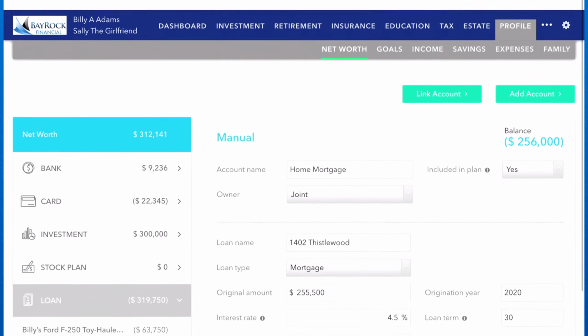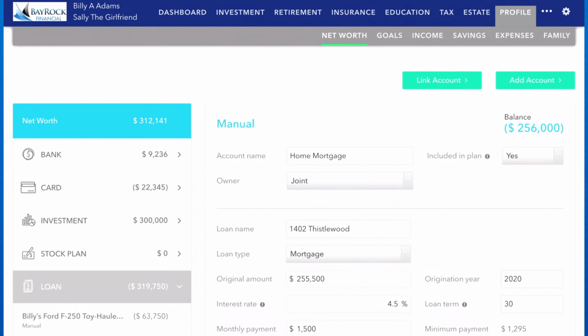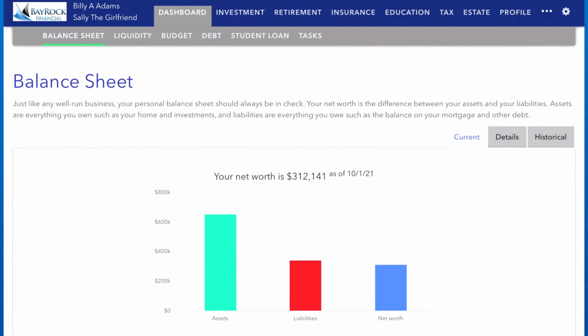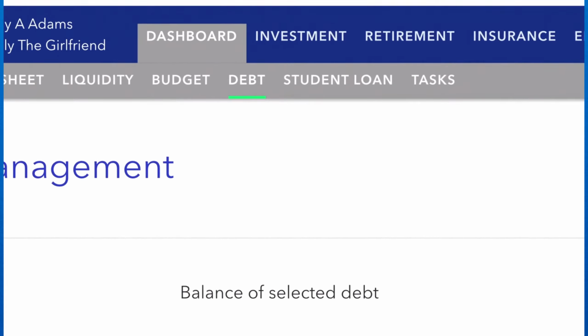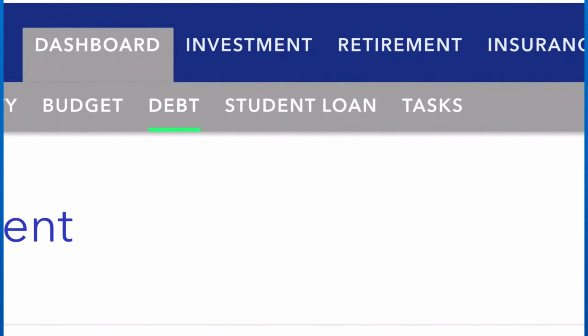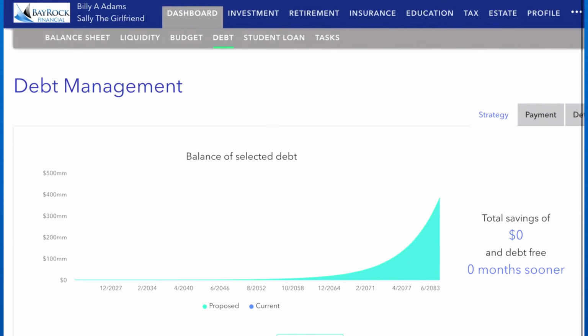So now what I want to do, and if you're a student or if you're working on your own plan, just jump on over to dashboard, and then we're going to go to debt. So you saw what I did. I clicked on dashboard, and then I clicked on debt, and that took us right here to debt management.